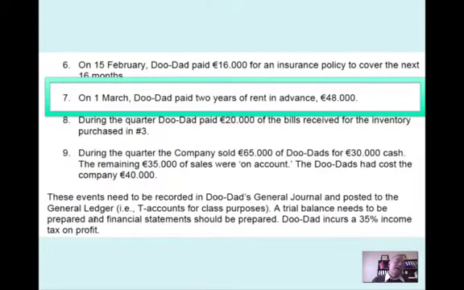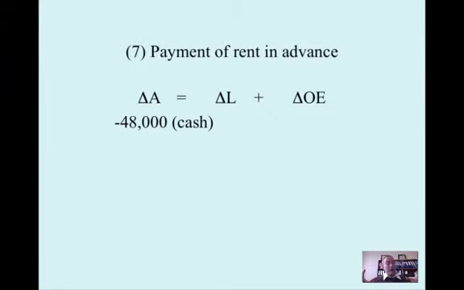In number 7, on the 1st of March, Doodad paid 2 years of rent in advance for €48,000. Very similar to number 6, we're paying for rent, and now we have the right to occupy this space for 2 years because we paid it all in advance. So in terms of the accounting equation, we're going to decrease cash, and we're going to increase this asset because we have the right, we own it, we paid for it, we're on the lease, we have the right to occupy that, and we have this asset called prepaid rent.